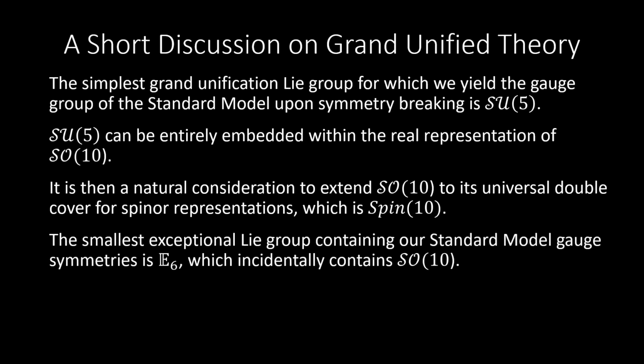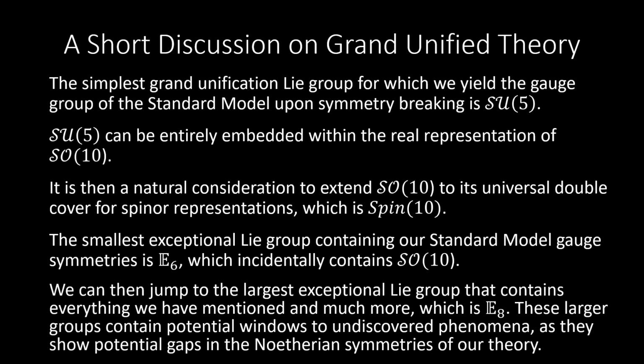The smallest exceptional Lie group containing our standard model gauge symmetries is E6, which incidentally contains SO(10). We can then jump to the largest exceptional Lie group that contains everything we have mentioned and much more, which is E8. These larger groups contain potential windows to undiscovered phenomena, as they show potential gaps in the Noetherian symmetries of our theory.